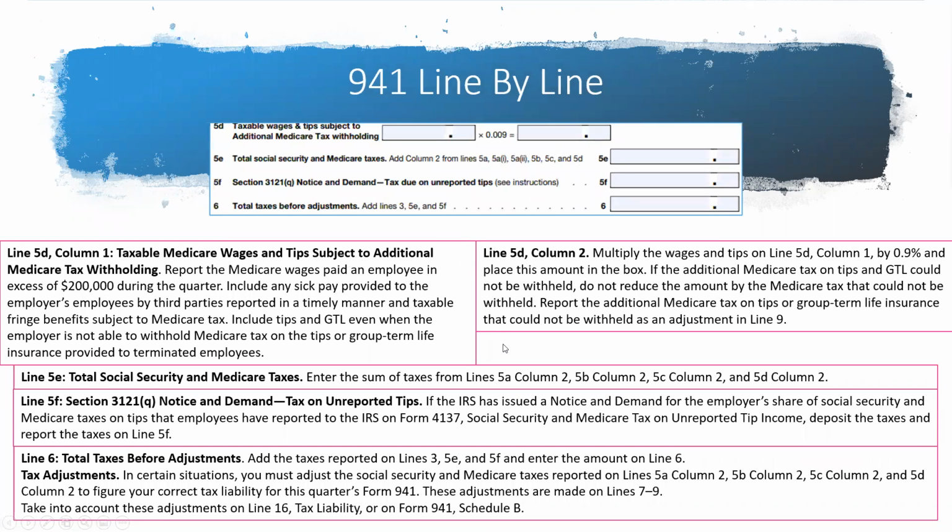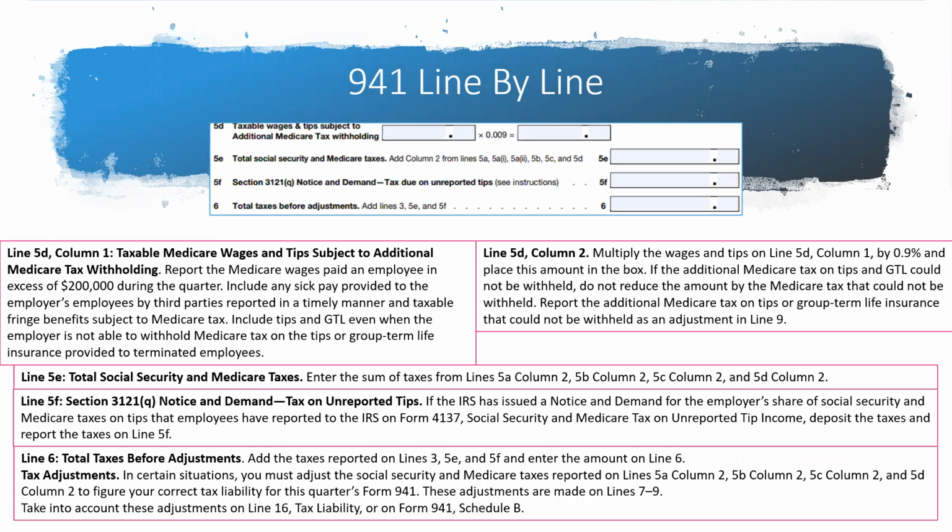Great. I already talked about 5D. Sorry, I got ahead of my slides apparently. 5E is the total Social Security and Medicare taxes. So you're going to add up the column 2 of all of the lines above.